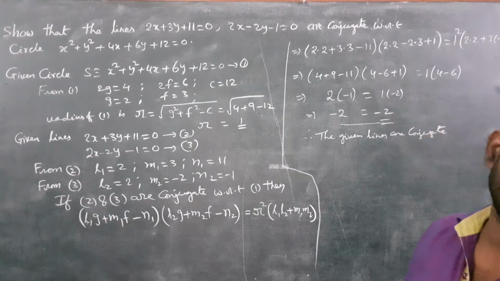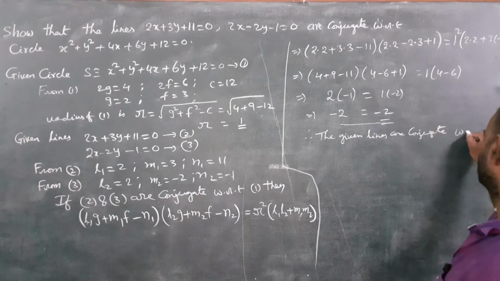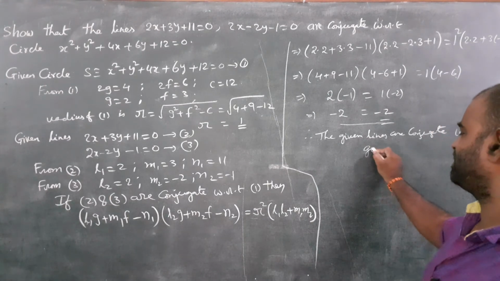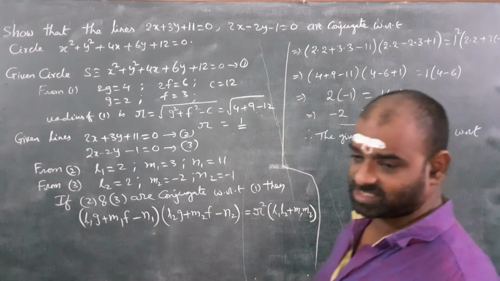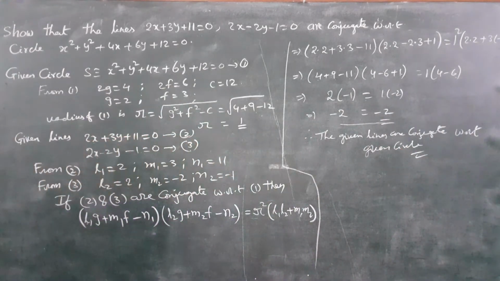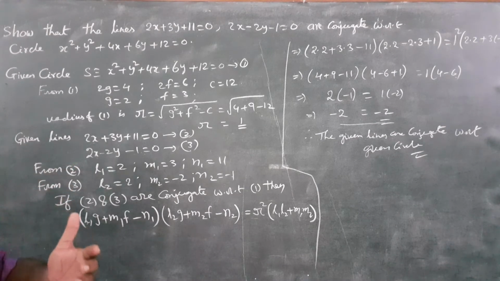The given lines are conjugate with respect to the given circle. So the two lines are said to be conjugate. This is the simplest method to prove that the given two lines are conjugate. There is another model also, you have to do it. Already I told you how you find the pole of a line with respect to a circle.